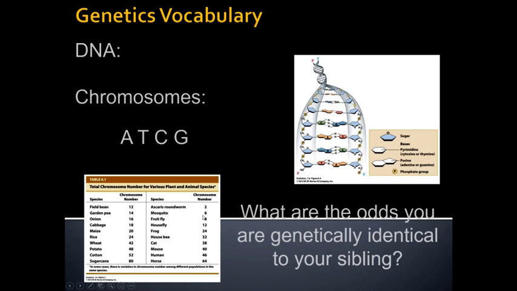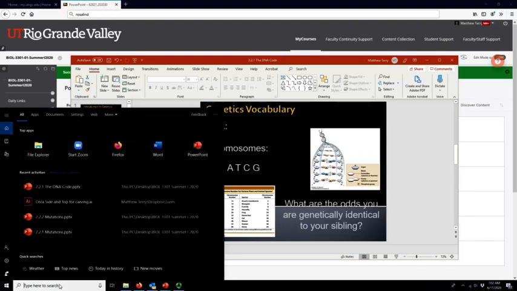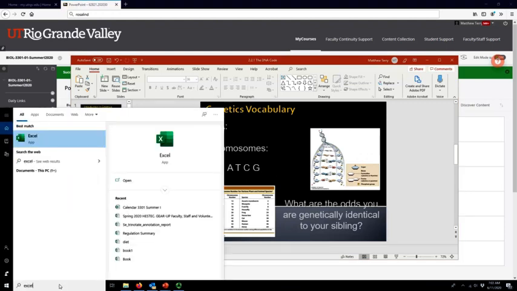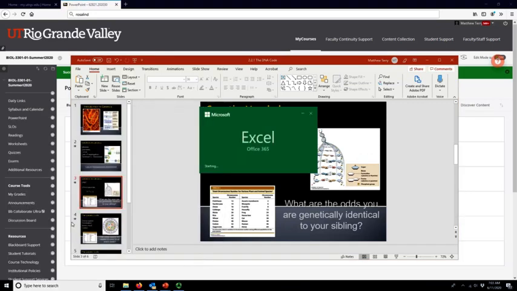So we're on this continuum, and it's not important for different organisms, but it's important if we want to answer this question. What are the odds that you are genetically identical to a sibling? Okay, so to think about this, we need to go back. I'm going to open Excel, and we need to review the process of meiosis.